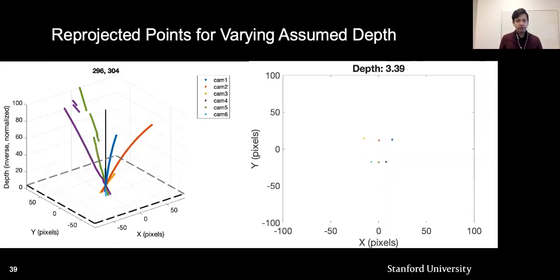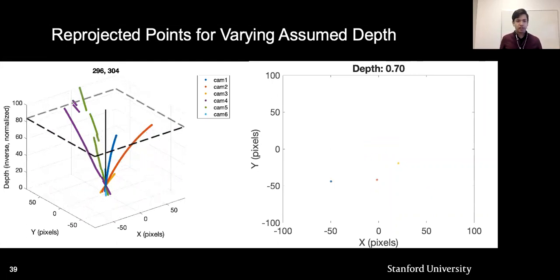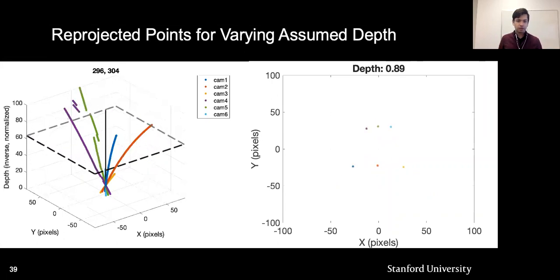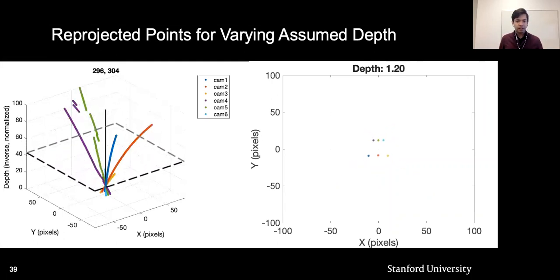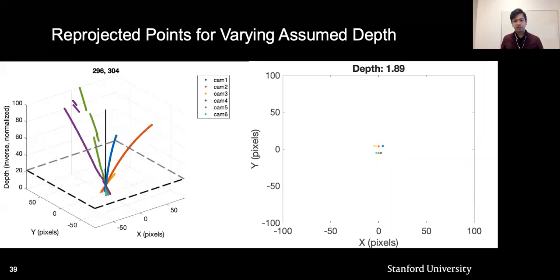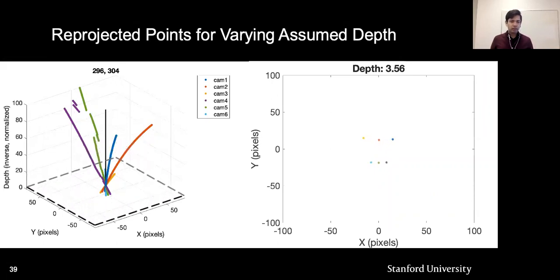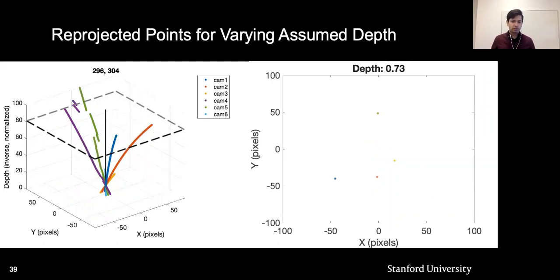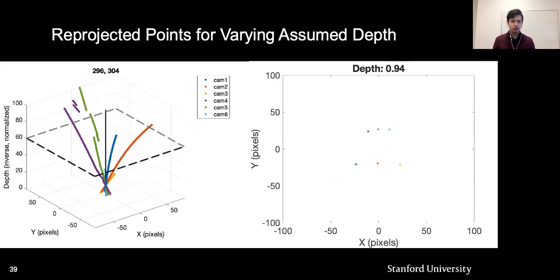And what we find is that all of these reprojected points come together at one particular depth and then they diverge again. And this is indeed the true depth for this pixel. And simply repeating this across all pixels in the output view, we can generate an output depth map.